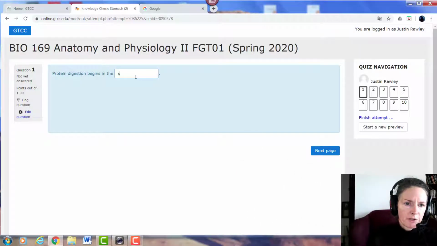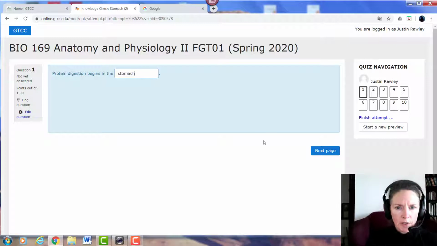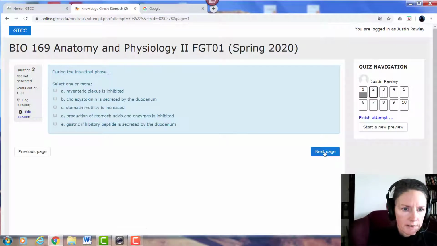All right, protein digestion begins in the stomach. No E. During the intestinal phase, let's see, the intestinal phase. The myenteric plexus is inhibited. Cholecystokinin is secreted by the duodenum. Stomach motility is not increased. Production of stomach acids and enzymes, that's true. Gastric inhibitory peptide is secreted. That happens often. Usually.